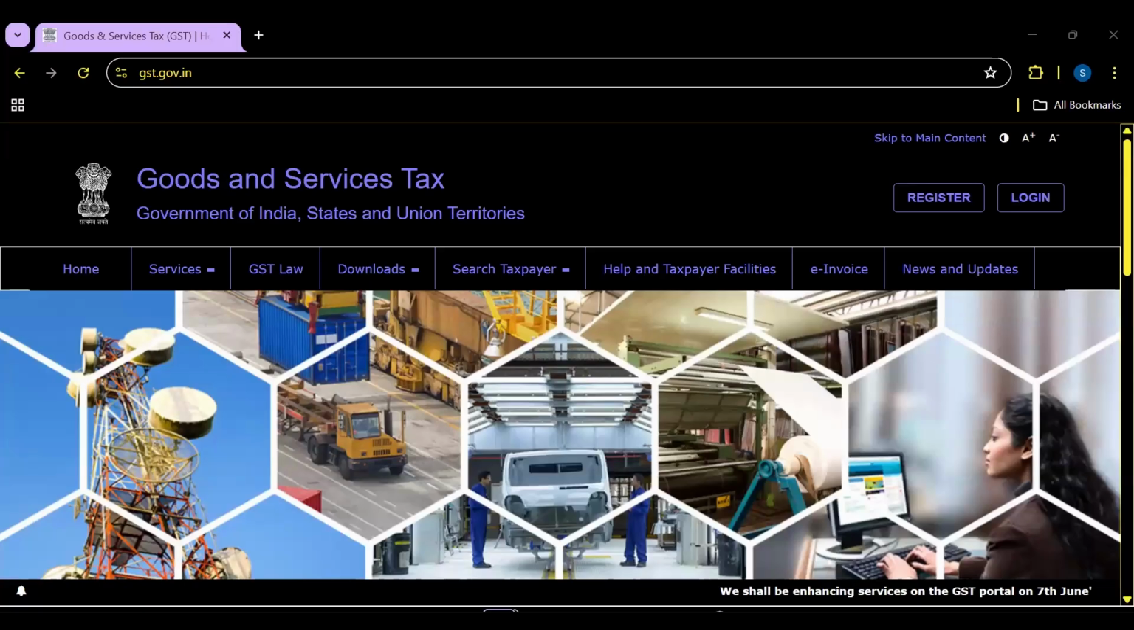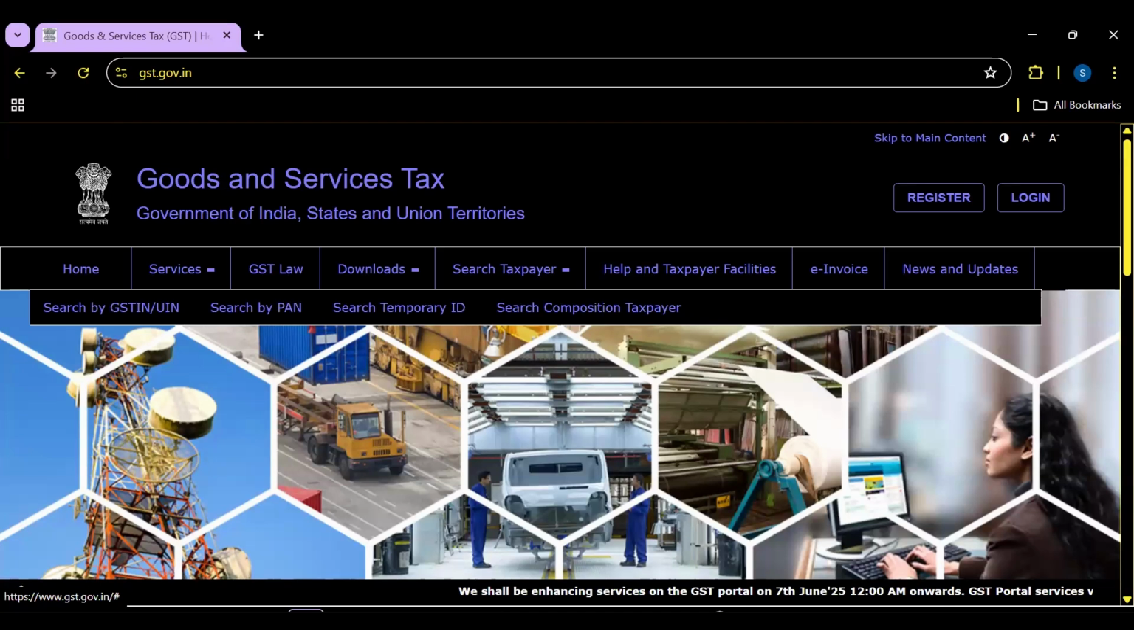One minute, let me see if I can show you. Okay, so this is the GST portal, and here is the search taxpayer. Now, you don't need any login credentials at this stage. I've just typed GST portal, and this is what it shows.